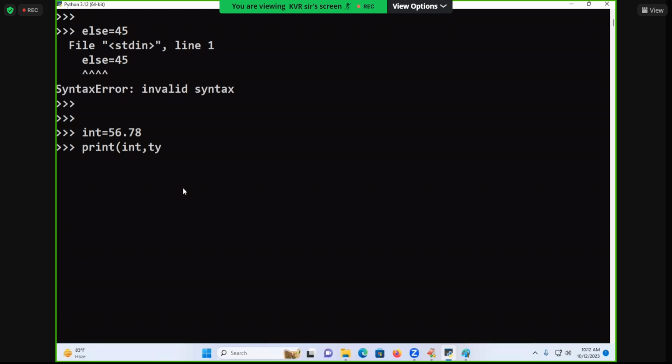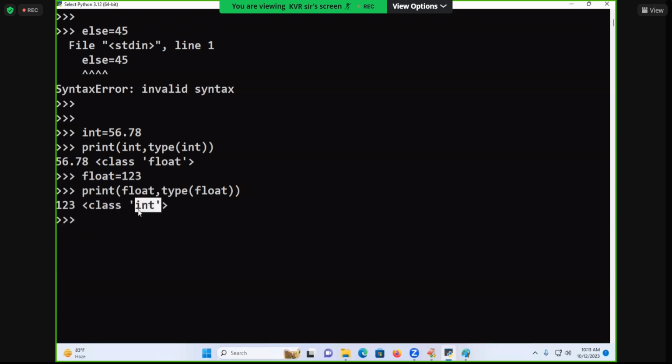Please, beautiful. What is that? Int comma type of int. What is int? Is an object of which type? Float is equal to 1, 2, 3. Also valid. See that. What is this? Float, comma, type of float. What is int and float in Python? Class names. Class names are not keywords.